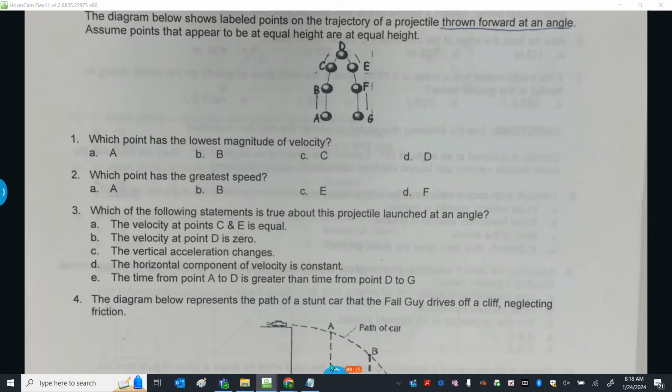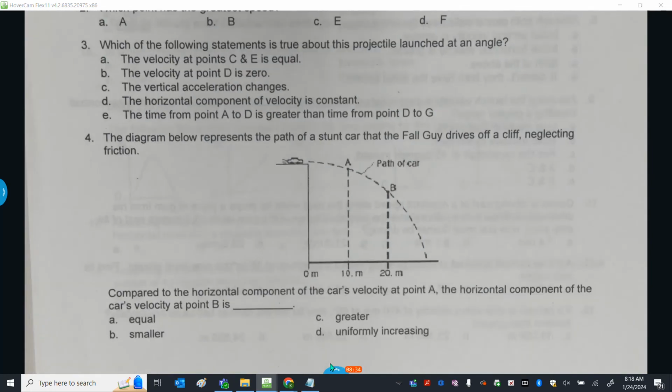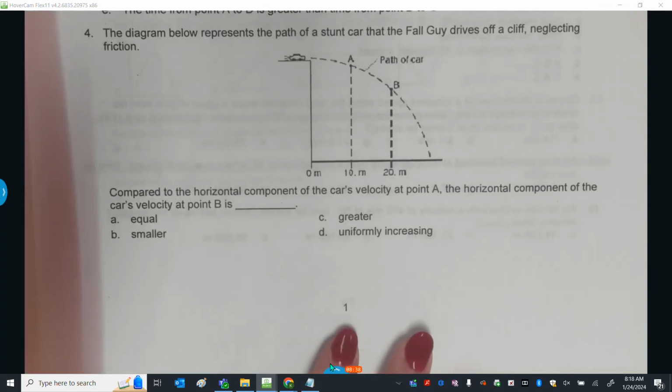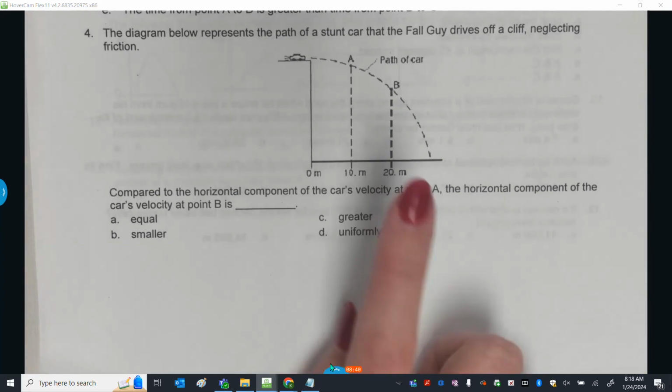Does anybody have a question about numbers 1, 2, or 3? Okay, then let's go ahead and move on to number 4, which looks like this. So again, if you have a form other than Form A, please find this picture.